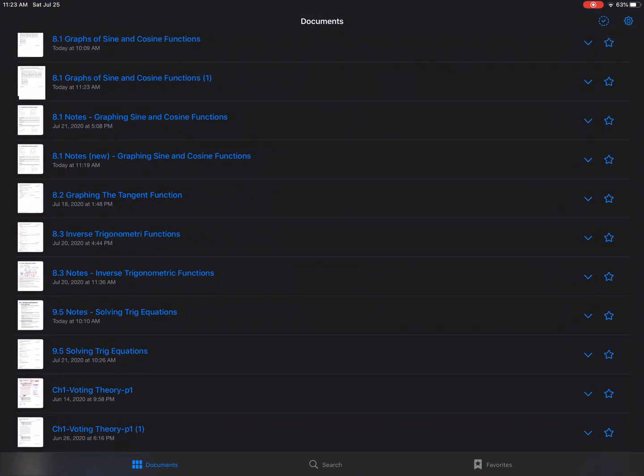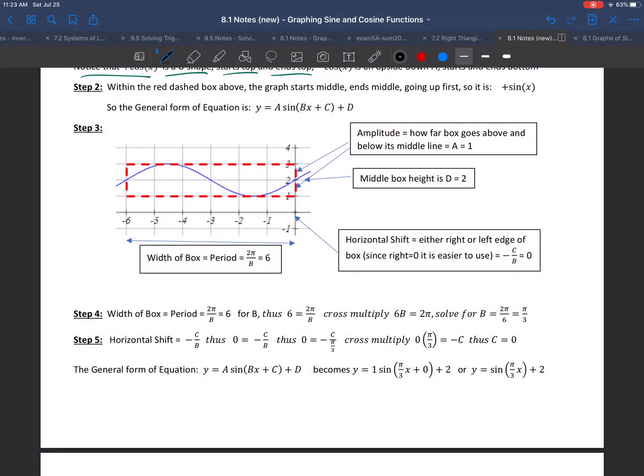Let's go back to the notes. C comes from the horizontal shift right here. The horizontal shift, either right or left edge of the box. You can use the right edge or the left edge. It doesn't matter. This box just repeats forever. It's one cycle. It just repeats forever. It's going to be easier to use the right edge since it's right on 0. The left edge is over at -6. We could do that. That formula would work. But it's going to be easier if one of the edges is right on 0, just use that.